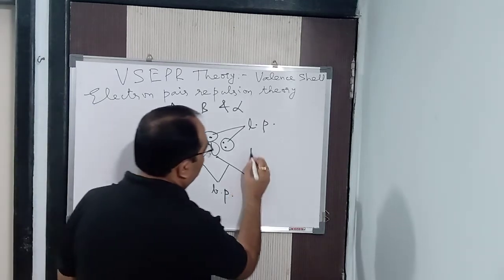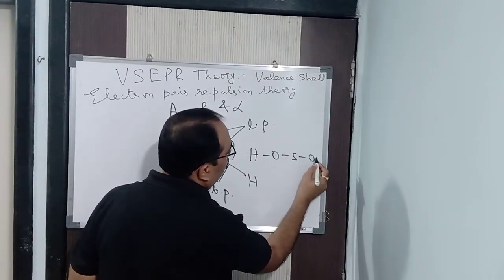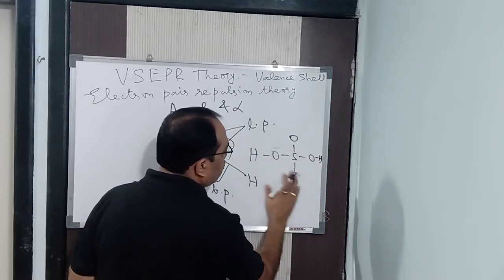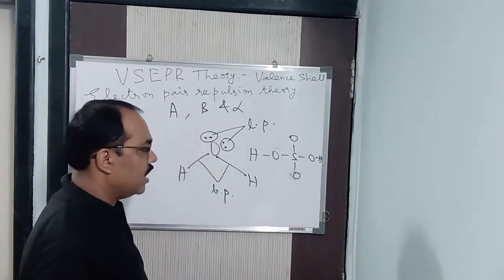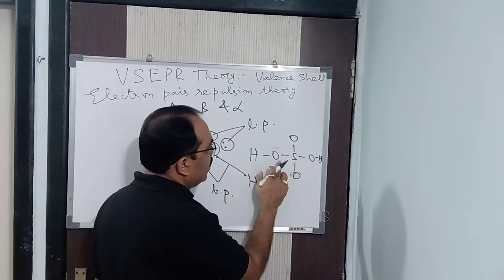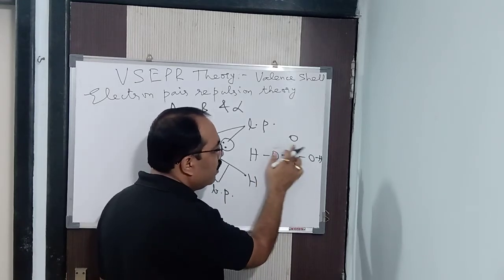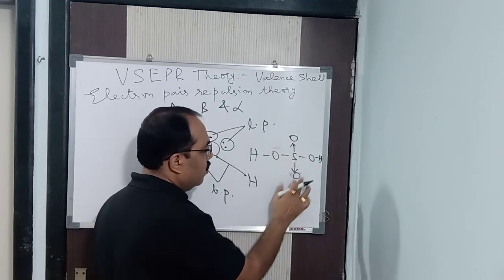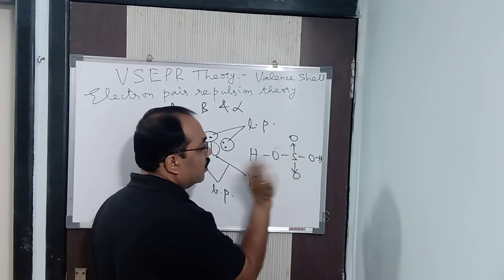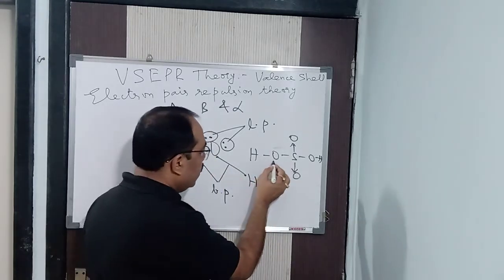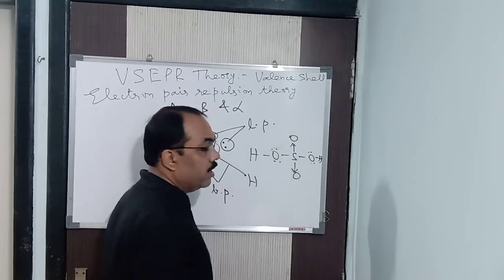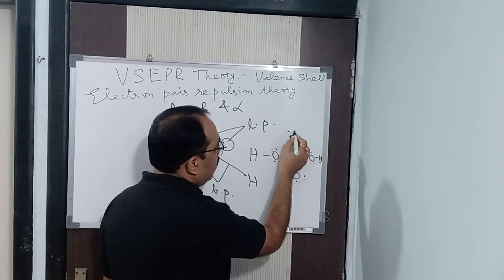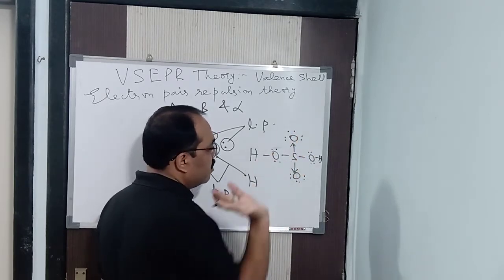For example, take the molecule of sulfuric acid. Here S is the central atom. Whatever pair of electrons is left on it which does not participate in bond formation, that is called a lone pair. Two of the bonds are coordinate bonds. But here on the oxygen you will find a pair of electrons which does not participate in bond formation, and that is not the lone pair. Mind it, this is not the lone pair.